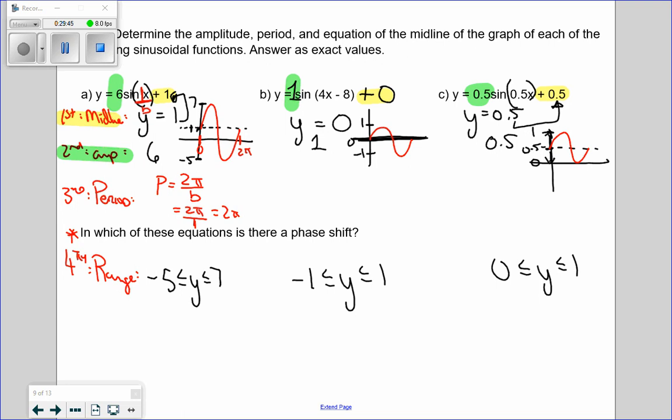I'm going to go down to this guy next. Period is 2 pi over b. B is 0.5. So we already did this one in the last example. If you punch that into your calculator, I think we got 12.56. So that means from start to finish, it's 12.56.